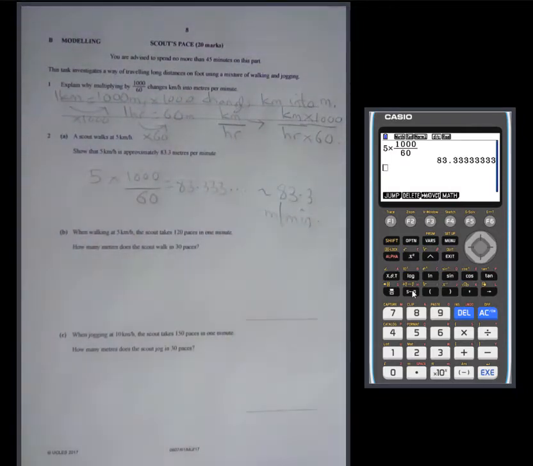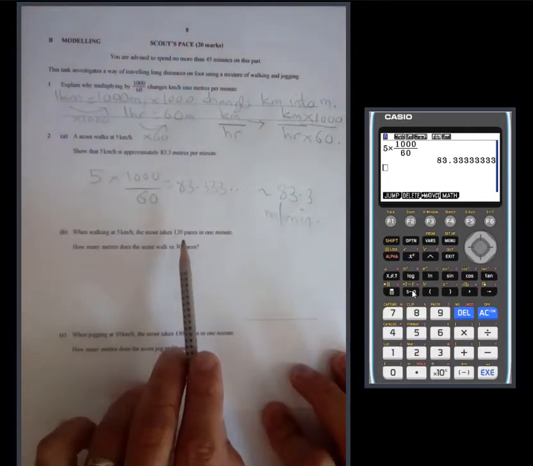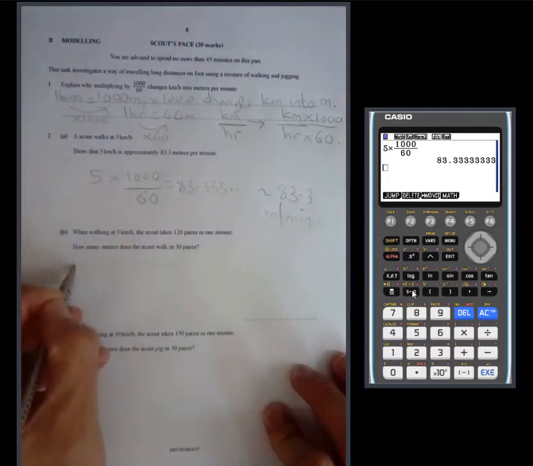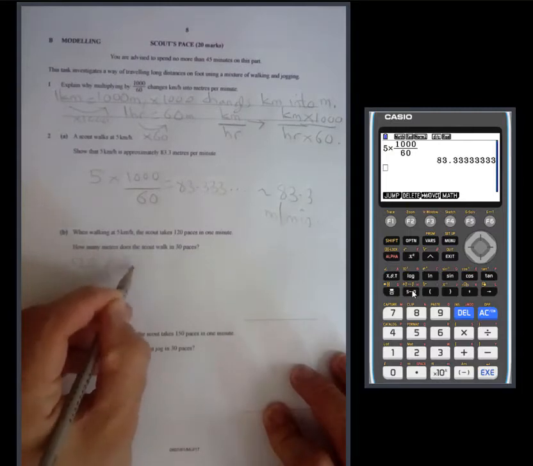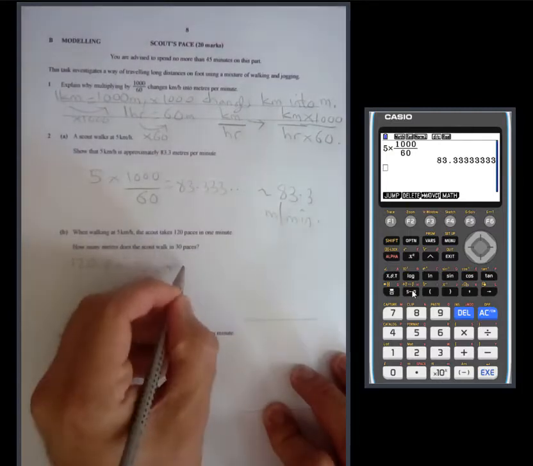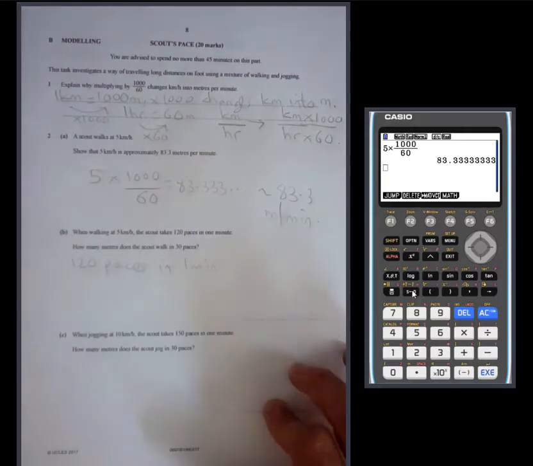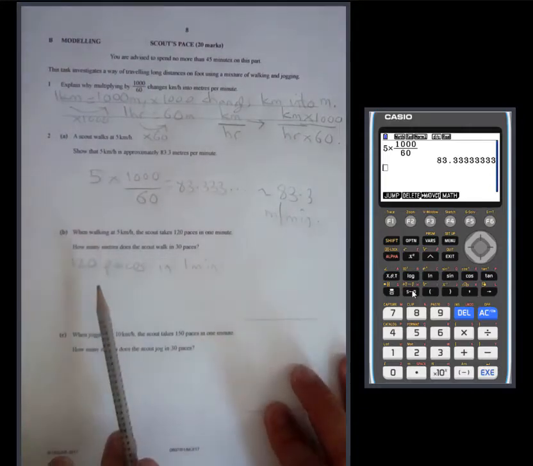When walking at 5 kilometers an hour, the scout takes 120 paces in 1 minute. How many meters does the scout walk in 30 paces? Right, so we're going to use what we know from the first 2 questions, really. So let's just write down what we've just been told. So we've been told 120 paces in 1 minute. And we want an answer for meters. So paces, minutes. So we don't actually have meters.